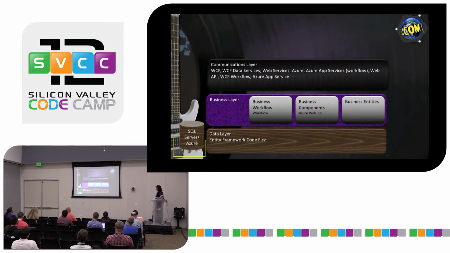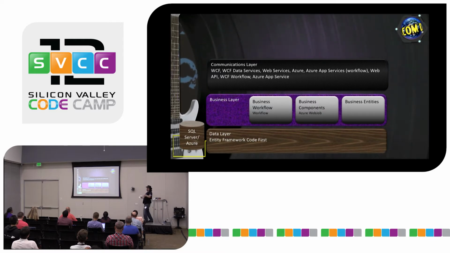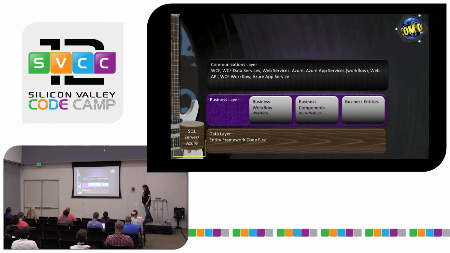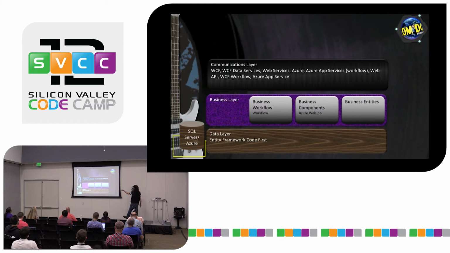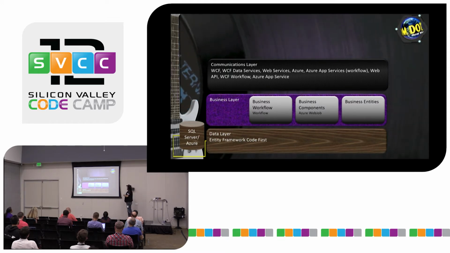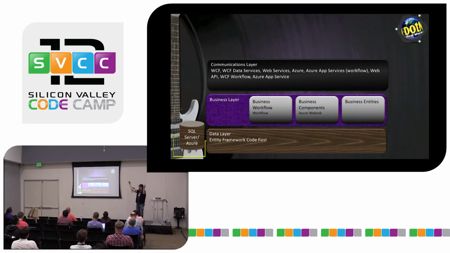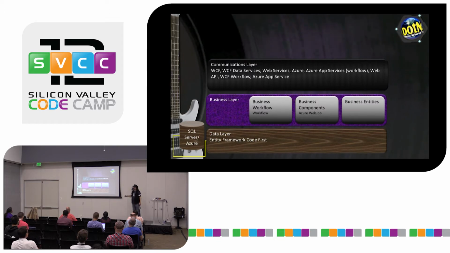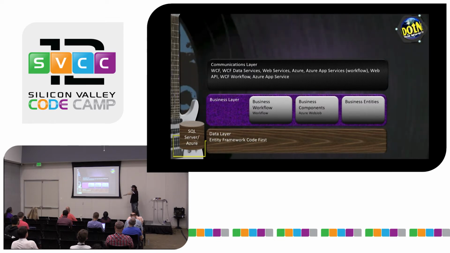On top of that, of course, you have to have your communications layer, which seems to change almost every other month. We have everything from WCF to Azure App Services, WCF Workflow, lots of ways to communicate. You've got to get your data out somehow, right, from these layers? Even if it's internal, like the new company I'm working with, they're still using WCF because they do all their internal calls through TCP and all their external calls through HTTP.